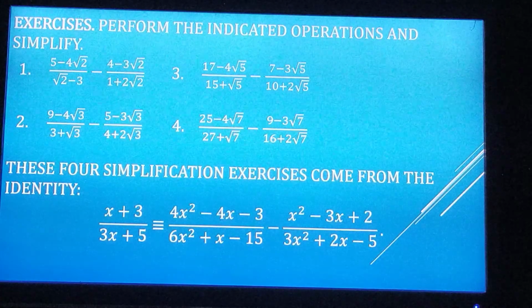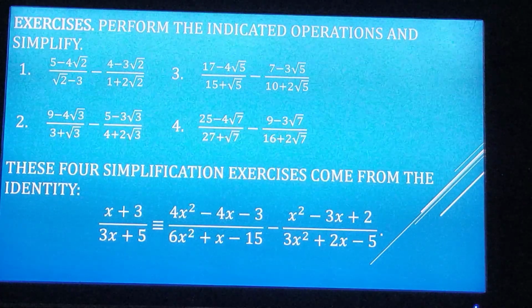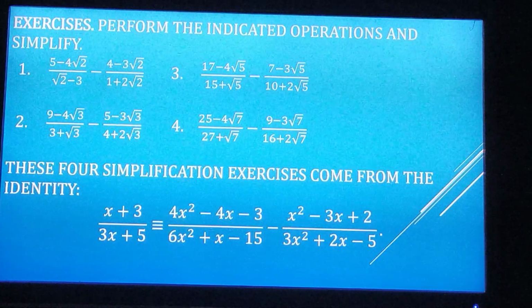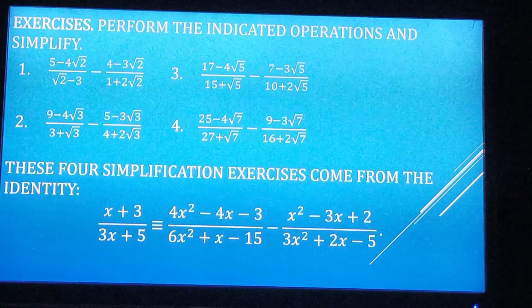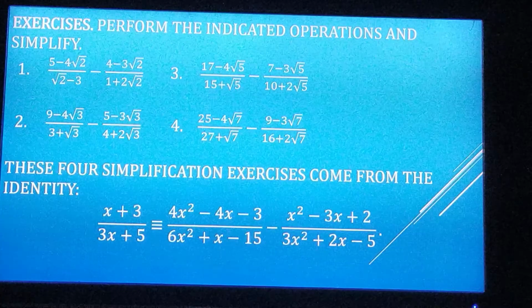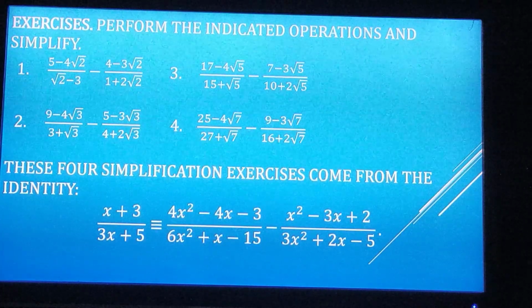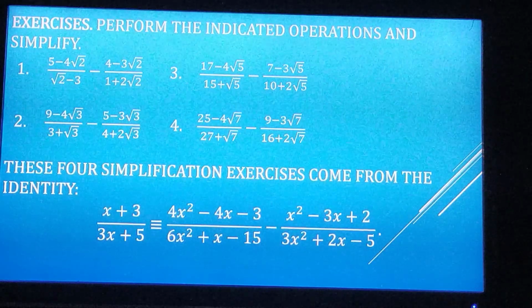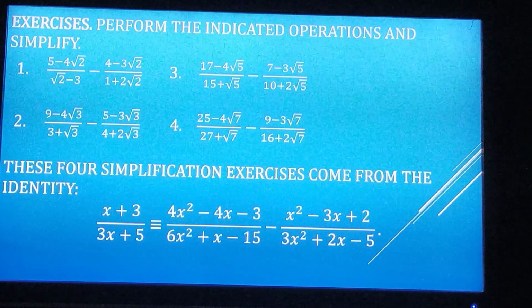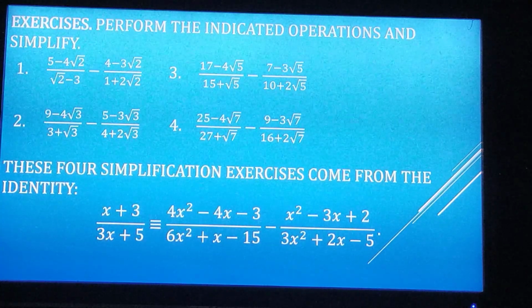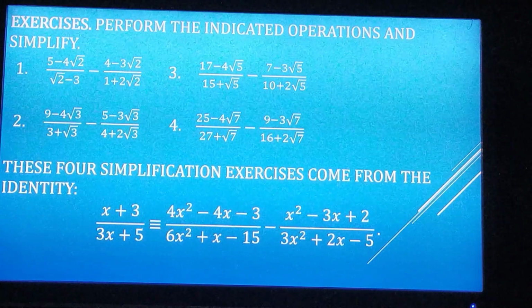In number 1, by replacing x with square root of 2. And in number 2, by replacing x with square root of 3. In number 3, by replacing x with square root of 5. And in number 4, by replacing x with square root of 7.